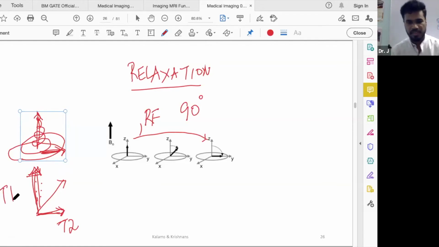Fine. Of course, T2, as it relaxes, will decrease over time. T1, as it relaxes, will increase.